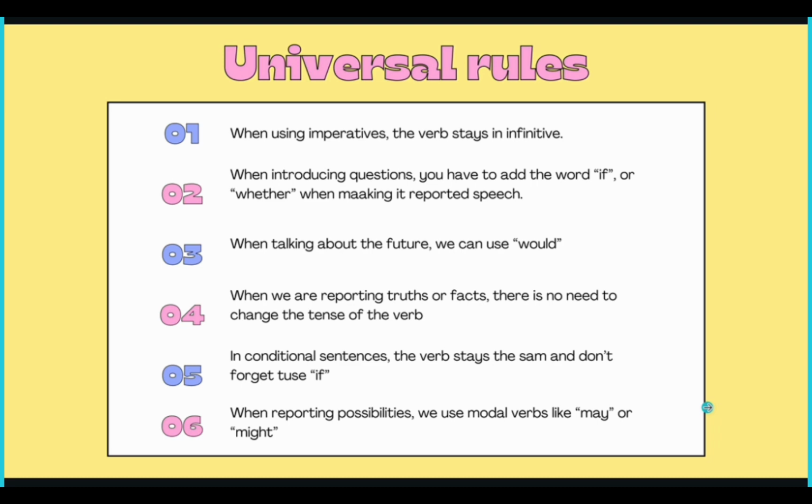Number 3, when talking about the future, we can use would. For example, Camila said she would go for an ice cream later. Rule number 4 is when we are reporting truths or facts, there is no need to change the tense of the verb. For example, Maria told me that ice melts at high temperatures. Rule number 5 is that in conditional sentences, the verb stays the same and never forget to use if. For example, Bruno said that if we work together, we would finish faster. If you look at this last example, we also used rule number 3.